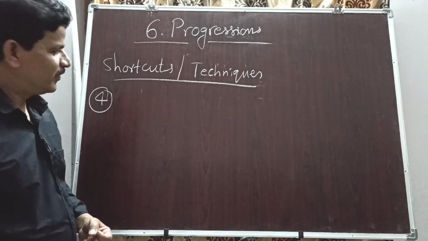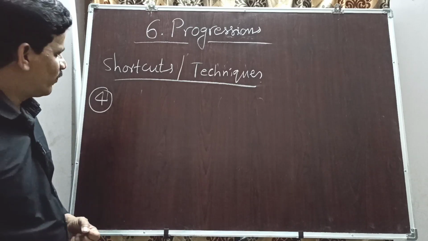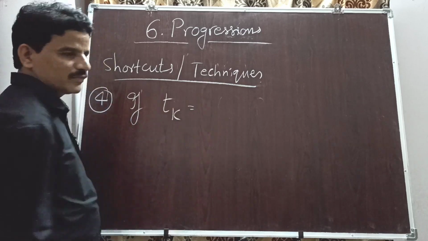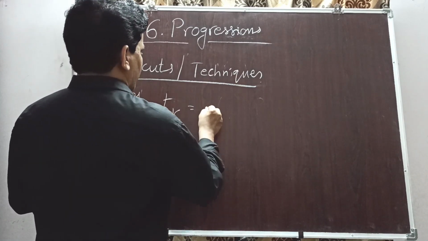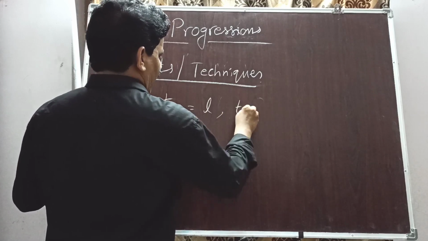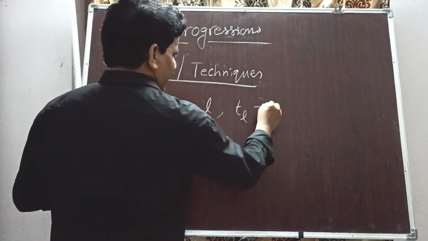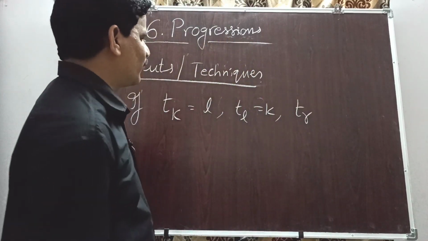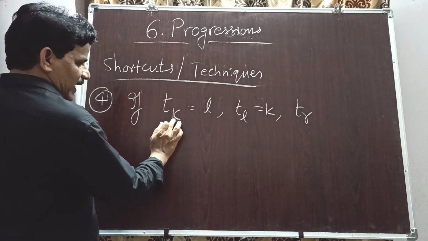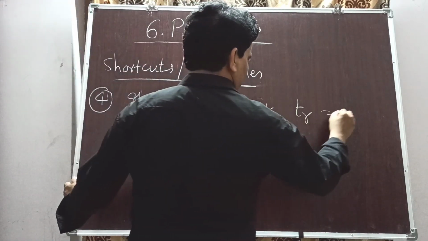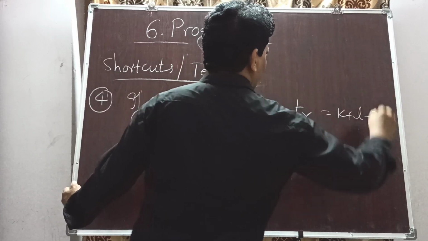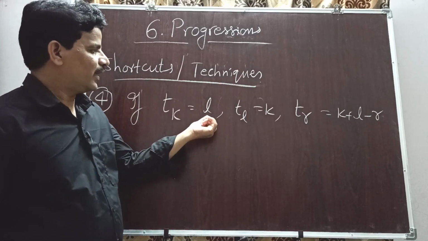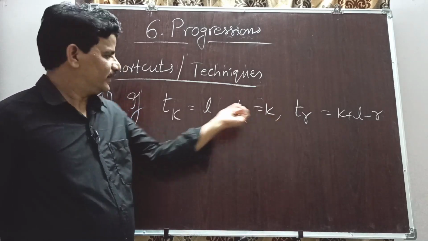So the fourth technique, which is very important, interesting, very easy one. If the kth term value is equal to some L and the Lth term value is equal to some K, then Tr, the rth term value, equals K plus L minus R. K plus L minus R. See the formula properly. The kth term value equals L and the Lth term value equals K. They are reversed here.